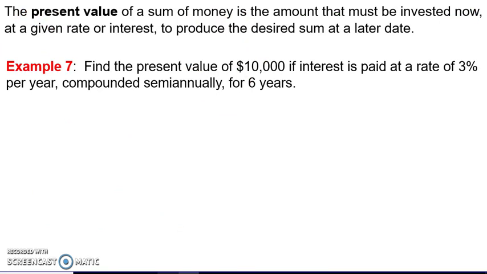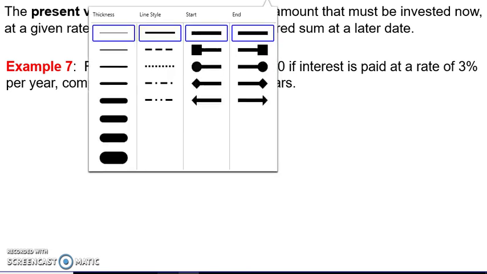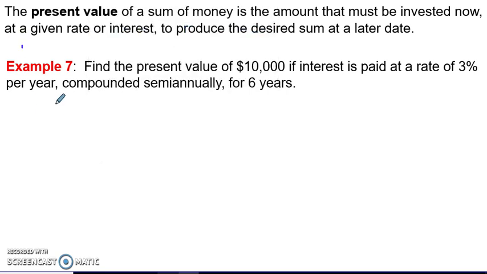The present value of a sum of money is the amount that must be invested now at a given rate of interest to produce the desired sum at a later date. Example 7 says to find the present value of $10,000 if interest is paid at a rate of 3% per year compounded semi-annually for 6 years. We're still using the same formula: A equals P times 1 plus R over N to the N times T.